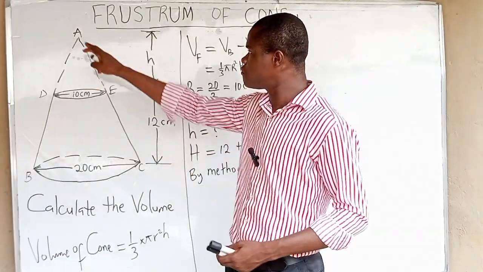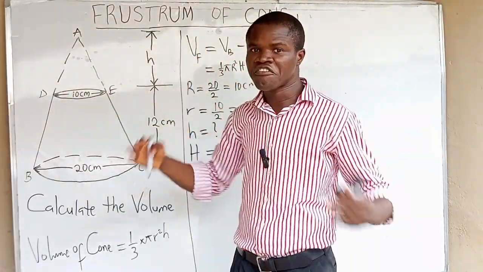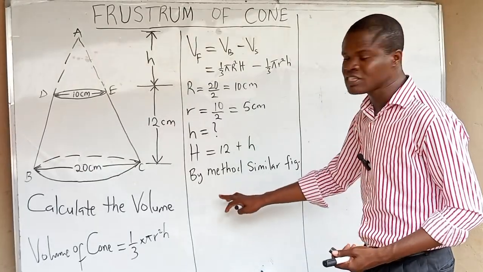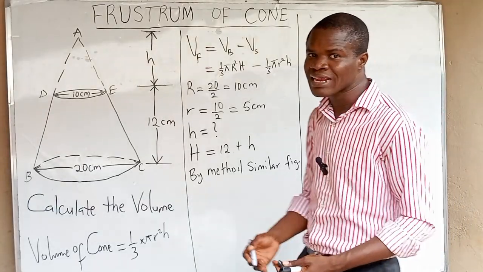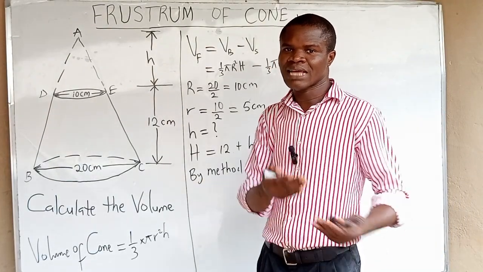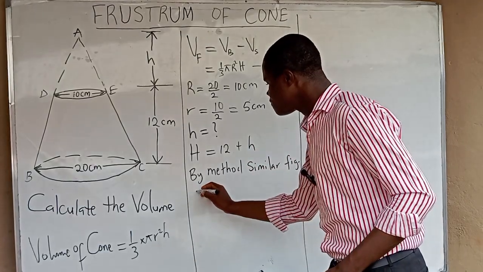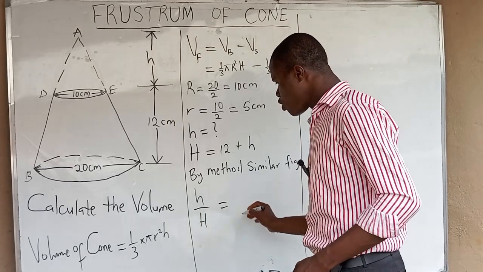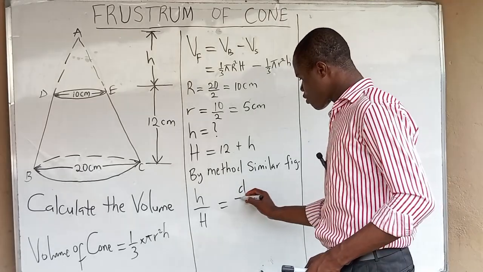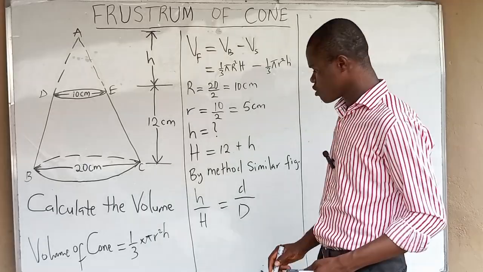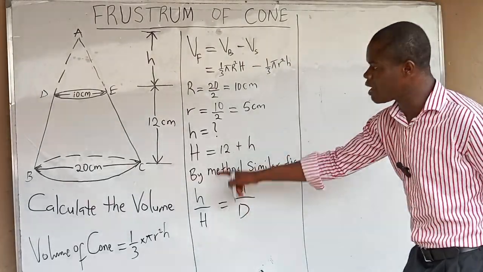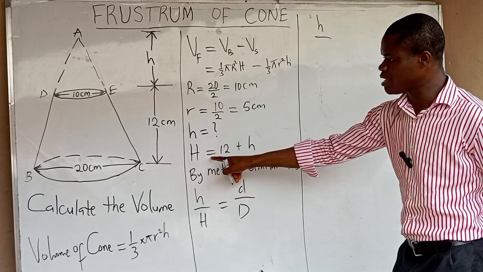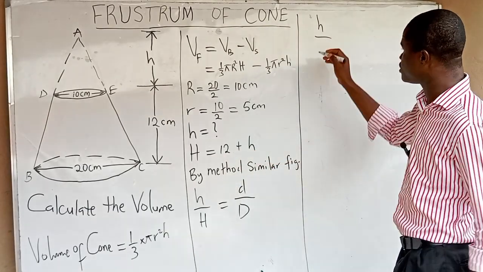It looks as if the smaller cone was magnified by a factor to get the bigger cone. I'm going to proceed by method of similar figures, comparing height with height and diameter with diameter. So I can say the smaller height over the bigger height is equal to the smaller diameter over the bigger diameter. My smaller height is not given, so h over, what is my bigger height? My bigger height is now 12 plus h.